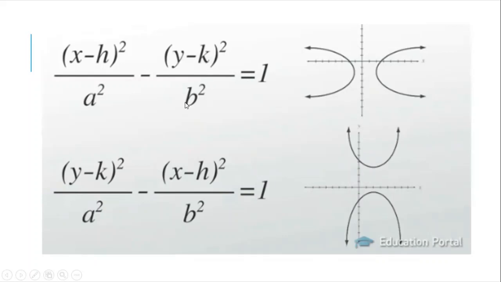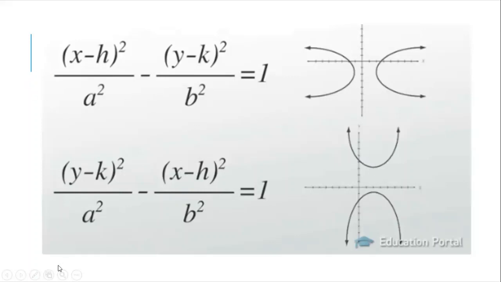We have this formula: (x minus h) quantity squared over a squared, minus (y minus k) quantity squared over b squared, is equal to 1. So we use this formula if our hyperbola looks like this one, our transverse is in the x-axis. And then (y minus k) quantity squared over a squared, minus (x minus h) quantity squared over b squared, is equal to 1 if our transverse is in vertical form.